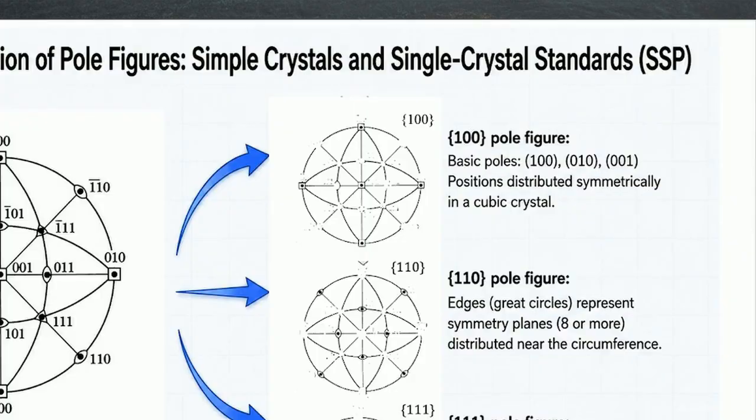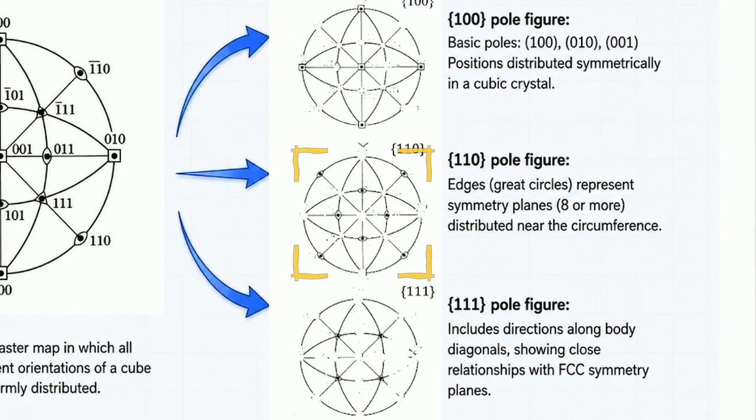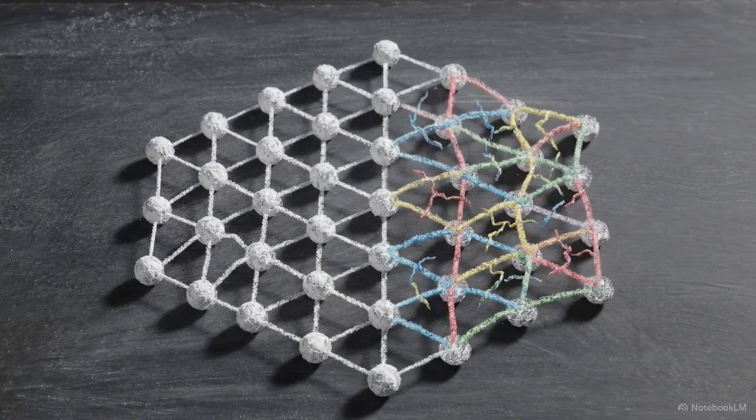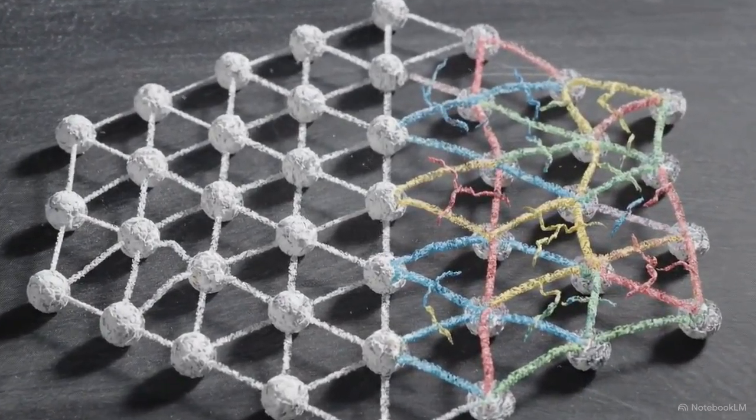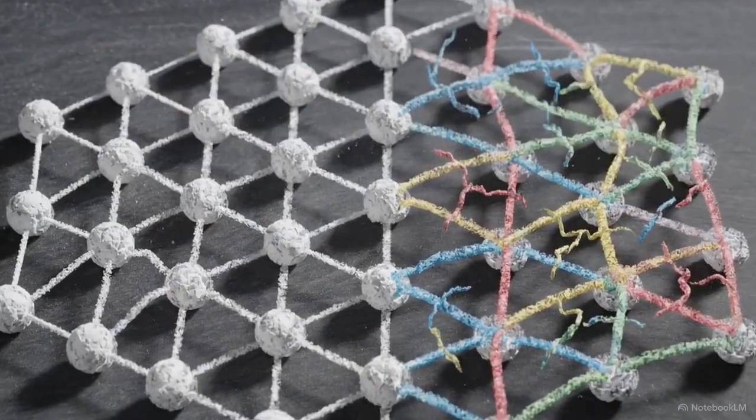Specific standard pole figures are extracted directly from this map. Isolating the 100 family planes yields a simple, highly symmetric distribution of poles. Moving to the 110 family planes visualizes the structural symmetry of the material as distinct intersecting edges curving near the circumference. These perfectly symmetrical models are theoretical ideals. They serve as the baseline benchmarks required to diagnose actual defective physical materials.